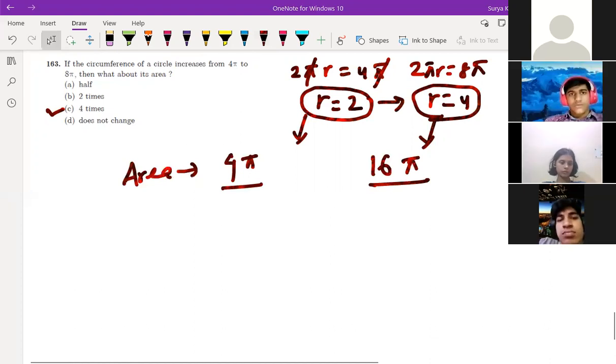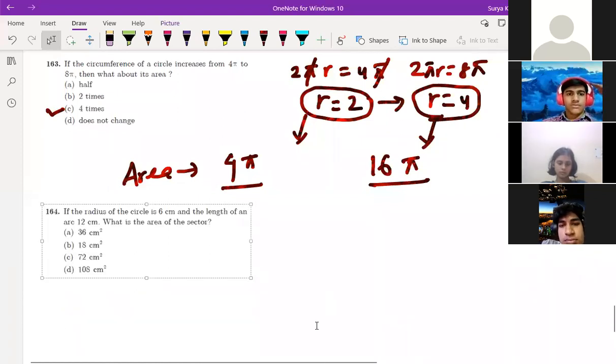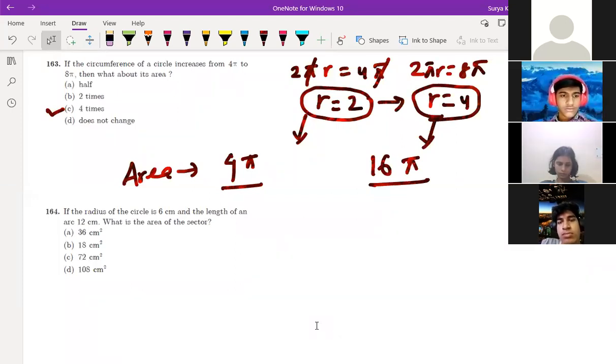So the next question is, if the radius of the circle is 6 centimeter and the length of an arc is 12 centimeter, find the area of the sector. If the radius of the circle is 6 centimeter and the length of an arc is 12 centimeter, what is the area of the sector?